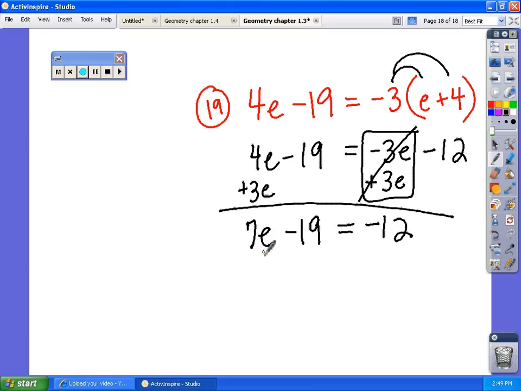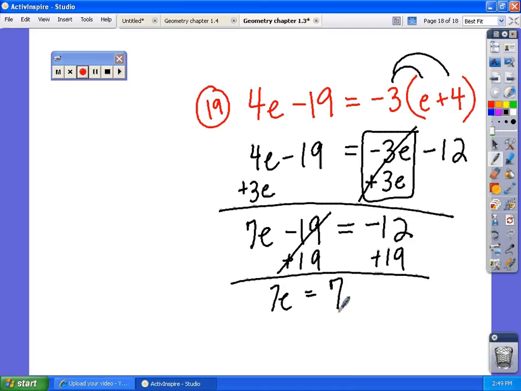Since I moved the e's over here, I'm going to add 19 to both sides, which would then move all my numbers to the right side, because that would cancel out. So I'm left with 7e, which equals, and then negative 12 plus 19 is a positive 7. And last, I'm going to divide both sides by 7 to solve it, to get rid of times 7. And I'm left with e equals 1.